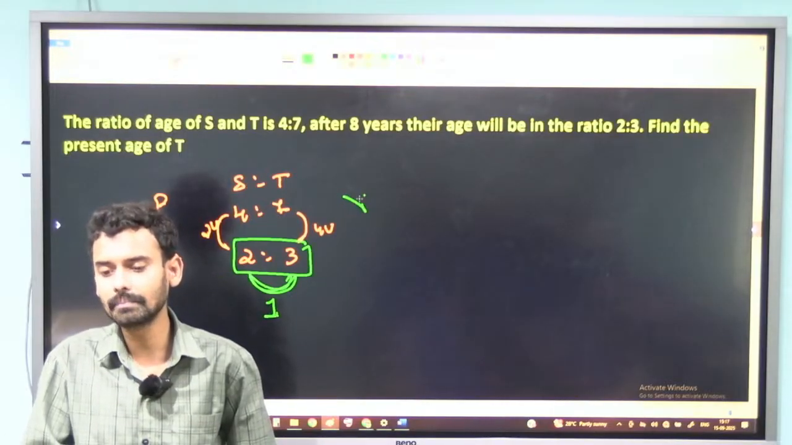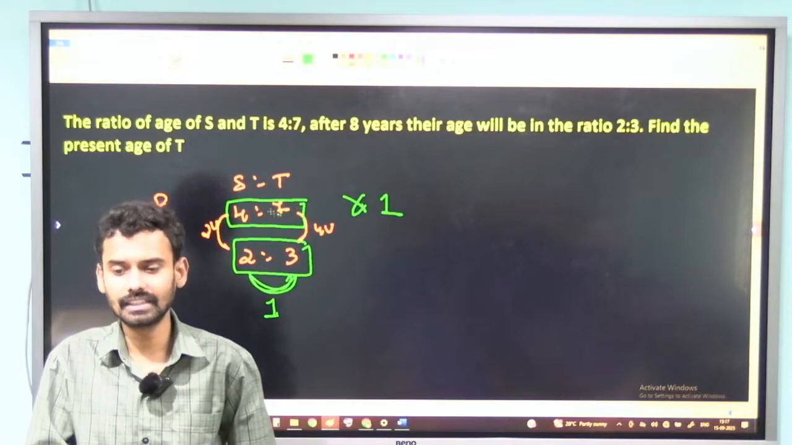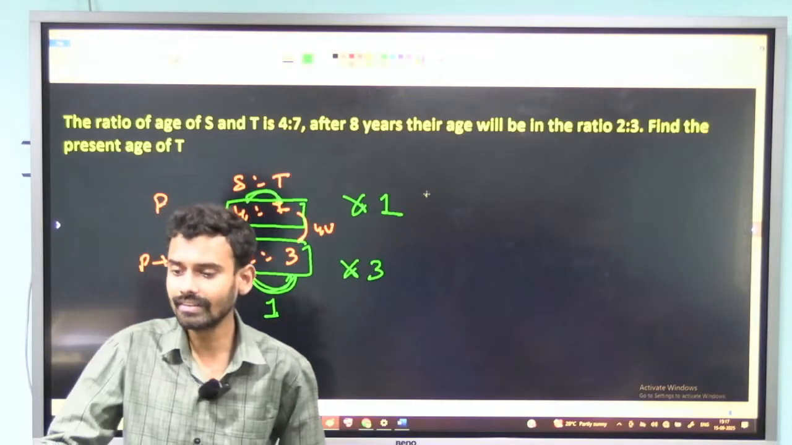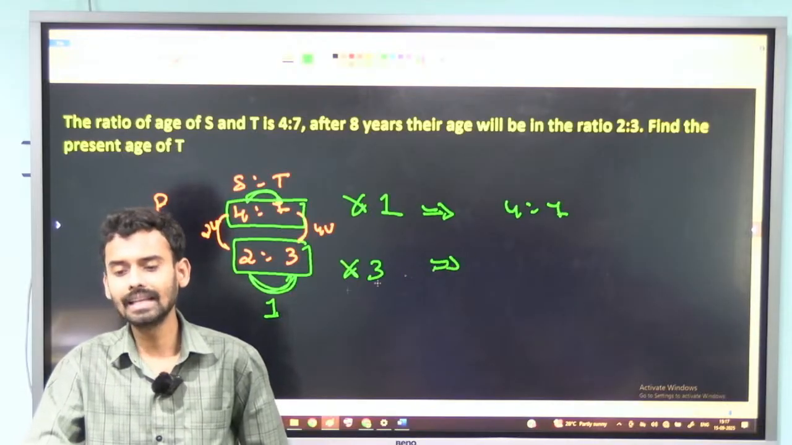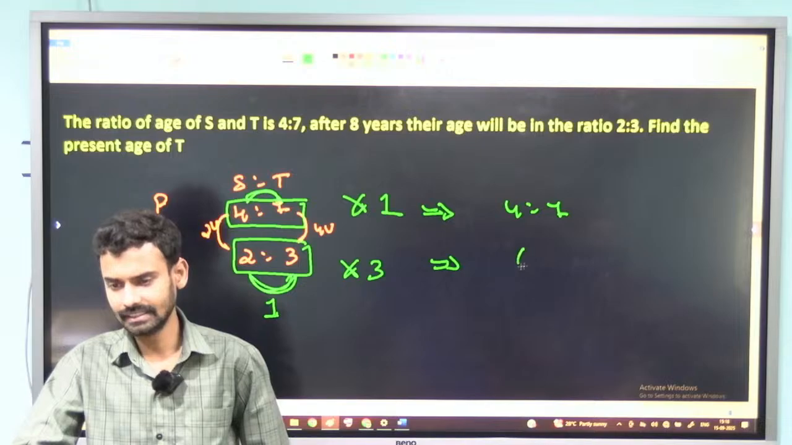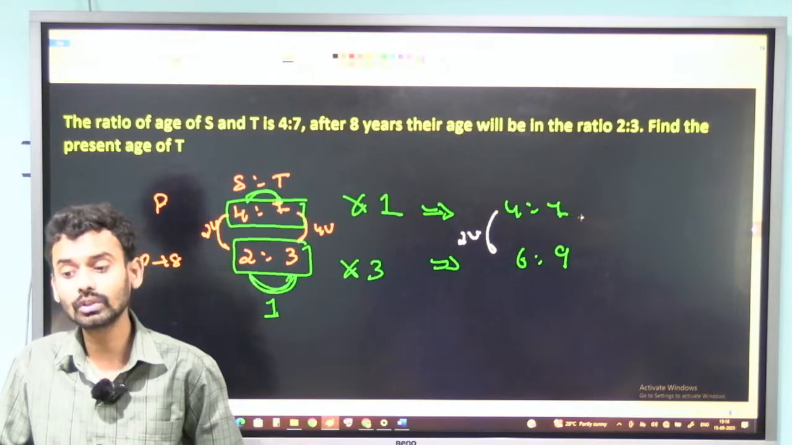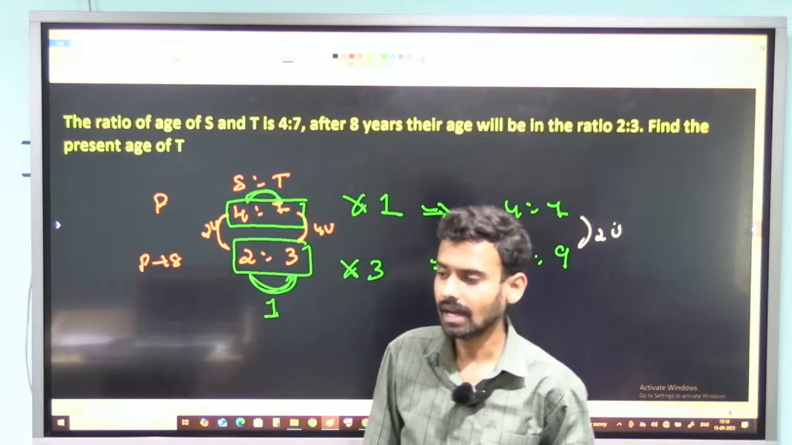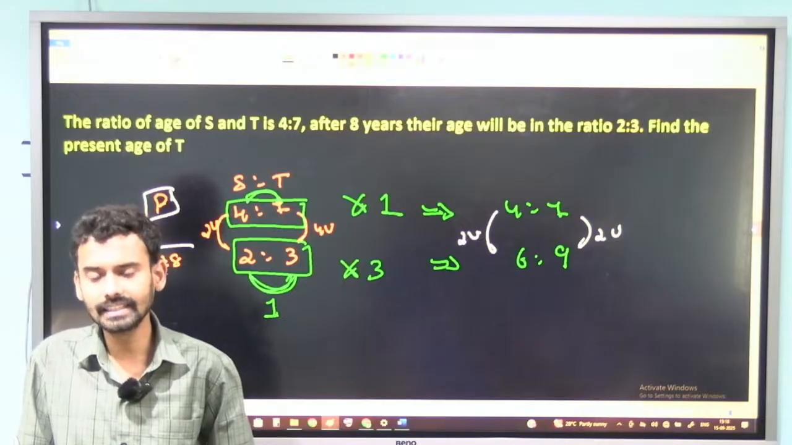This 1 you will be multiplying for the first ratio. And the gap between 4 and 7 in the first ratio is 3. This gap you will be multiplying for the second ratio. Now I will get a modified ratio which is 4:7, and if you multiply 3 throughout, I will get 6:9. Now if you observe the gap, here the gap is 2 units and here also the gap is 2 units. As I made the gap equal, now I can apply the short trick. This is the present ratio, this is the after 8 years ratio.